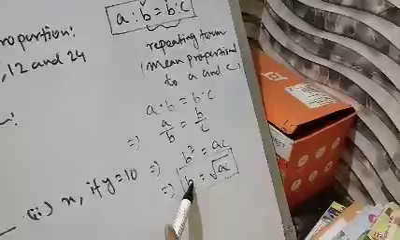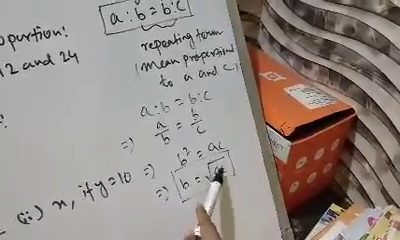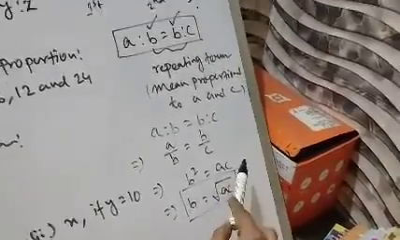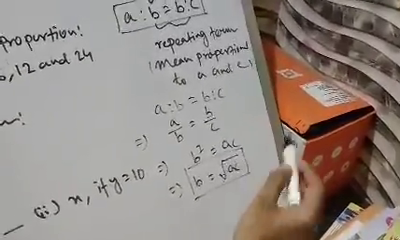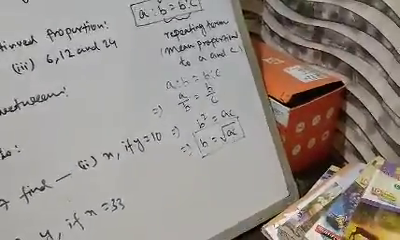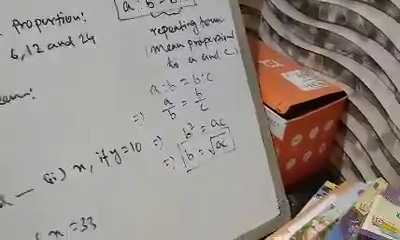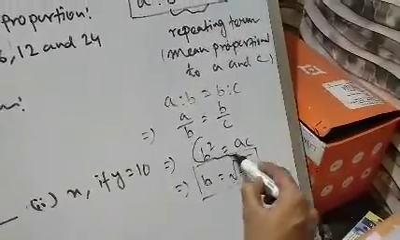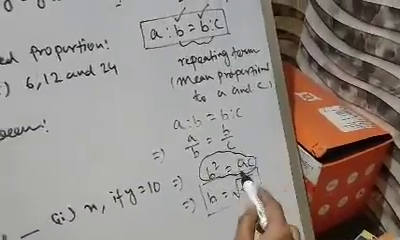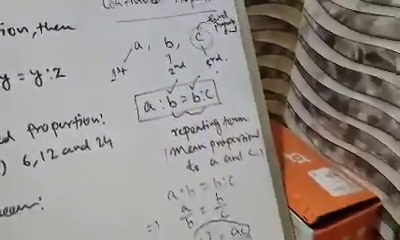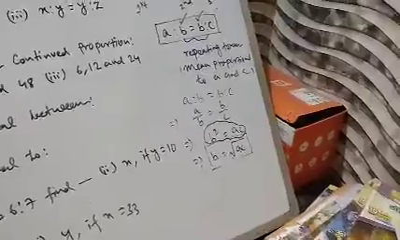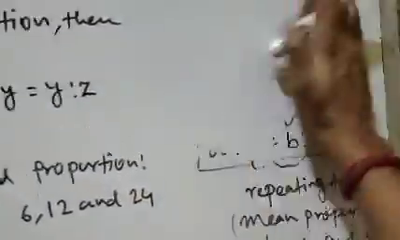So the second term B will be equal to the square root of the product of the first term and the third term. That is equal to the second term or middle term. Clear? So this relation must be satisfied: B equals root AC, or B square equals AC. This relation must be satisfied if the three terms are to be in continued proportion. Clear? So that is the concept. This concept will be used for doing all these sums.